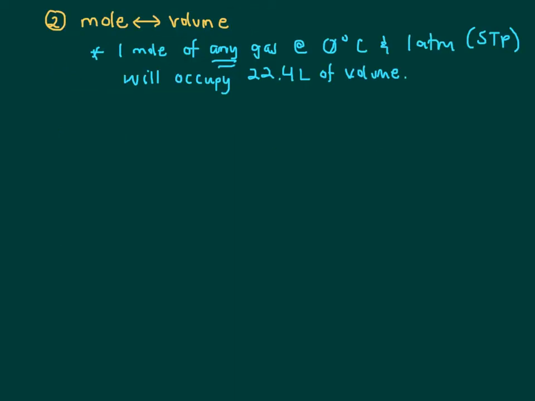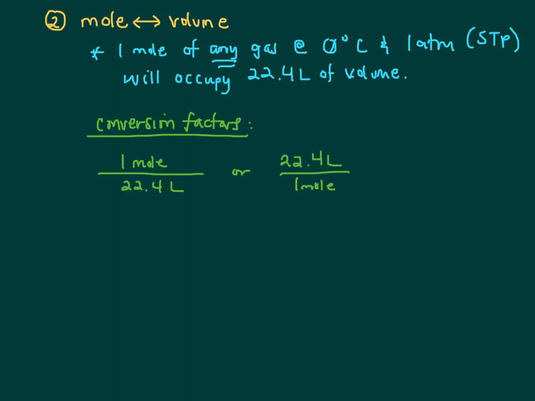All right, so now we're going to do another one-step conversion, this time between moles and volume. Something you need to know is that 1 mole of any gas at what we call standard temperature and pressure, which is 0 degrees Celsius and 1 atmosphere of pressure, will occupy 22.4 liters of volume. So any gas at this temperature and pressure will have the same volume, 22.4 liters.